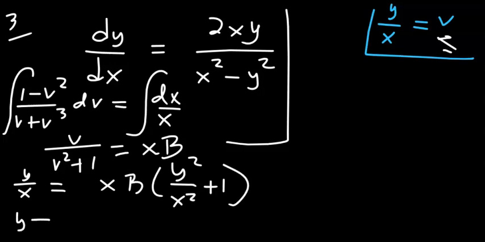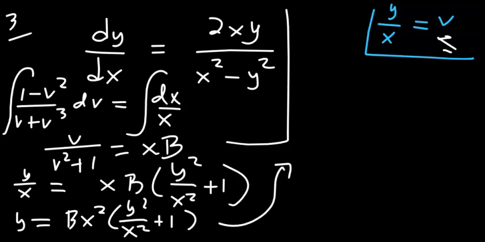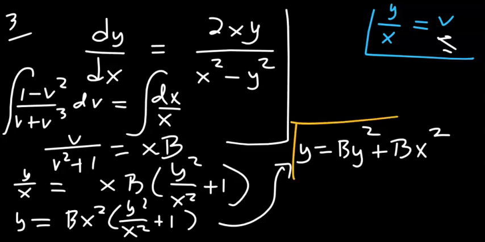And that means you have y equals bx squared times y squared over x squared plus 1, which can then be reduced in the following form. y is just by squared plus bx squared. And this is the general solution to this differential equation.